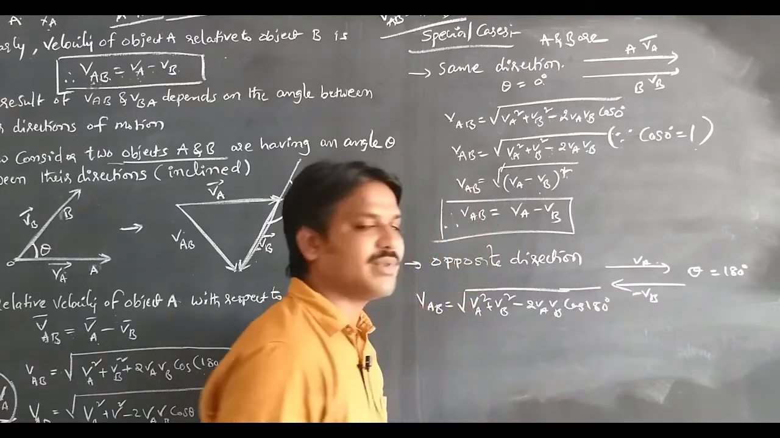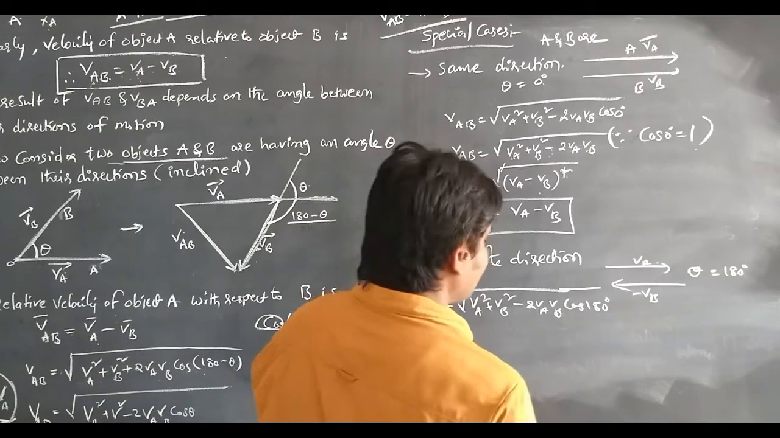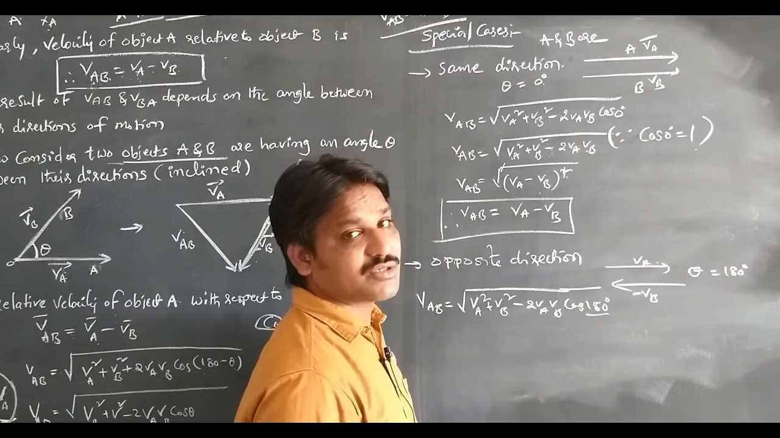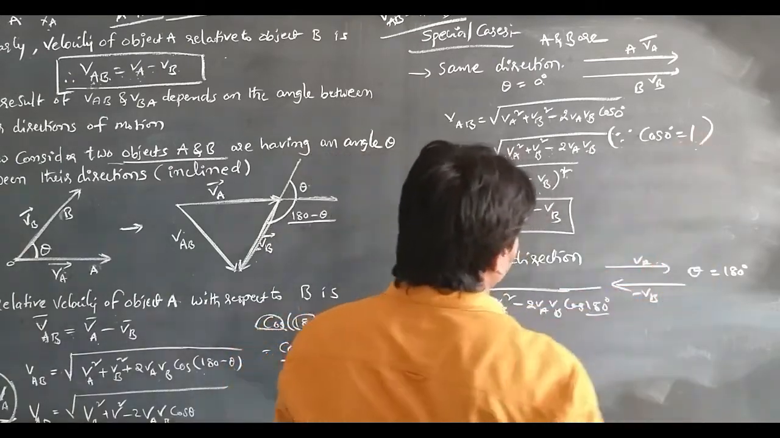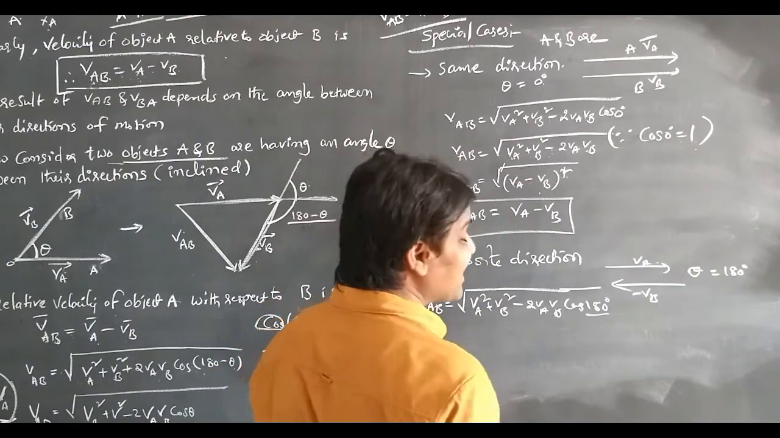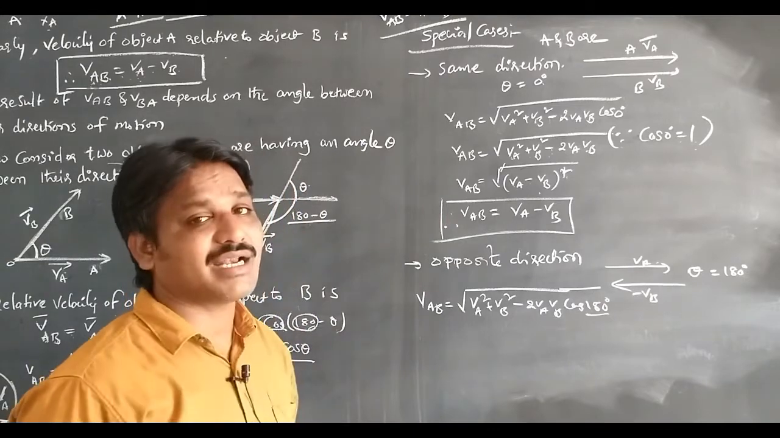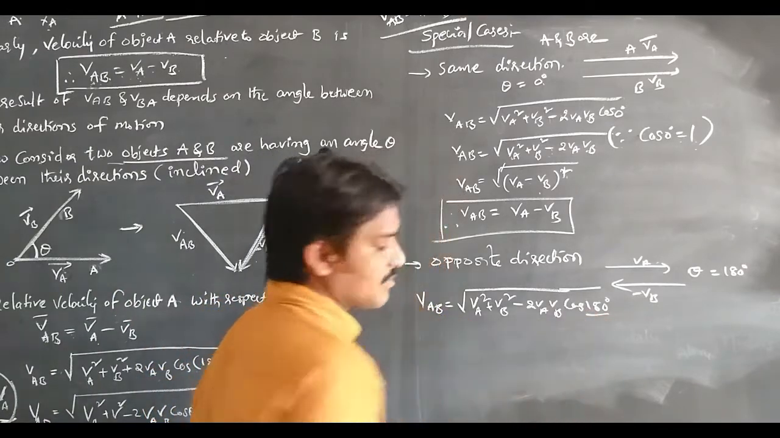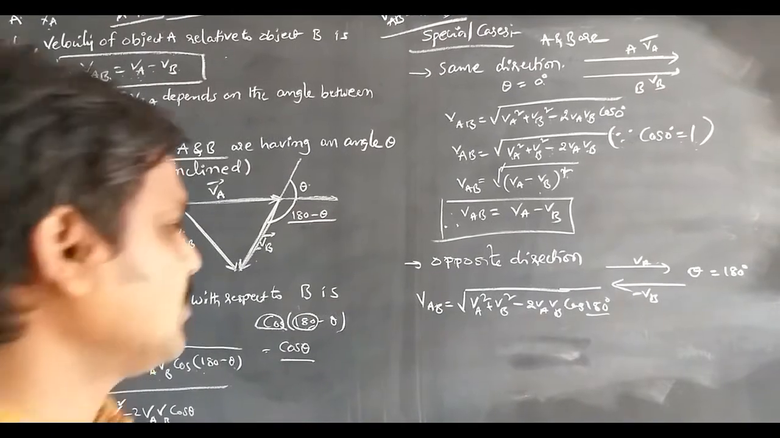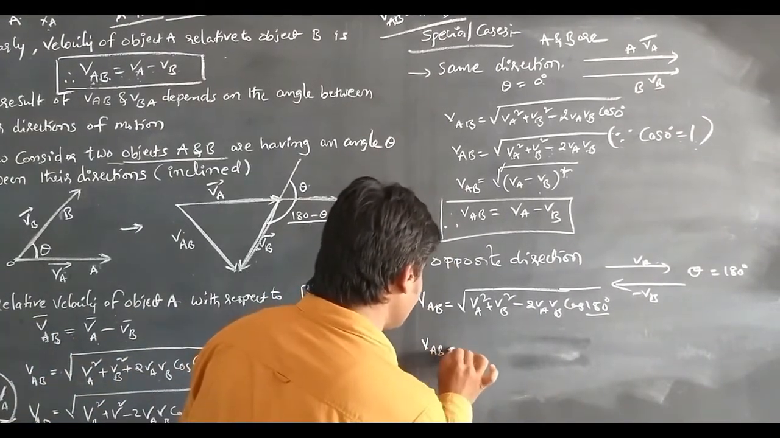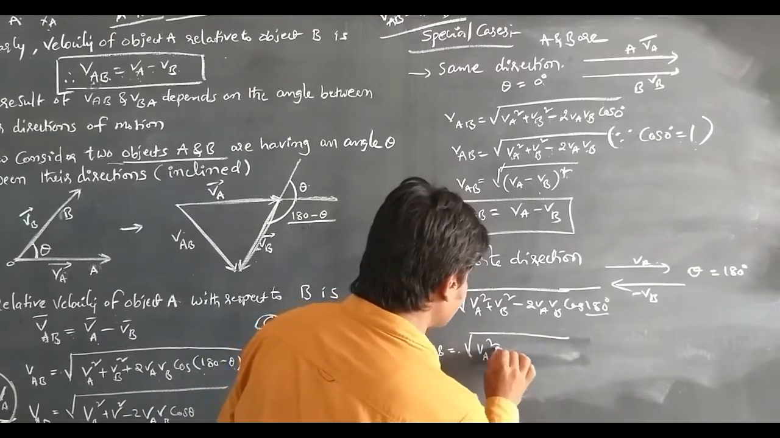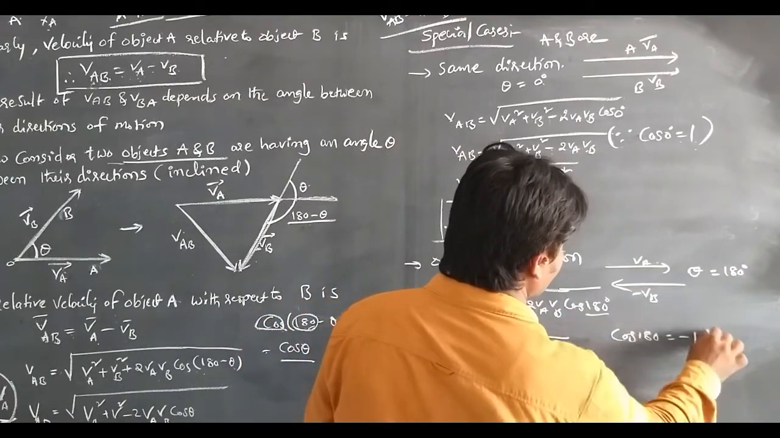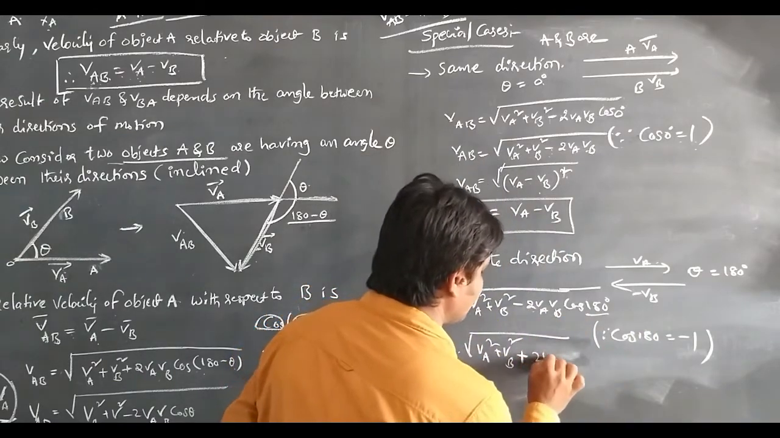We know that cos 180 is equal to minus cos theta. Already we know the value, cos 0 is equal to 1, and similarly we can get the sin 90 value, so we can get equation number 1. So from that also, here we can write minus 1, that is Vab is equal to root of Va square plus Vb square plus 2 Va Vb, because cos 180 is equal to minus 1. We know that.